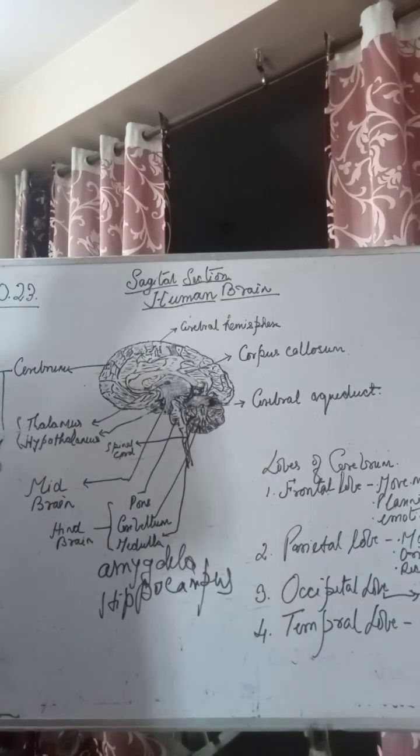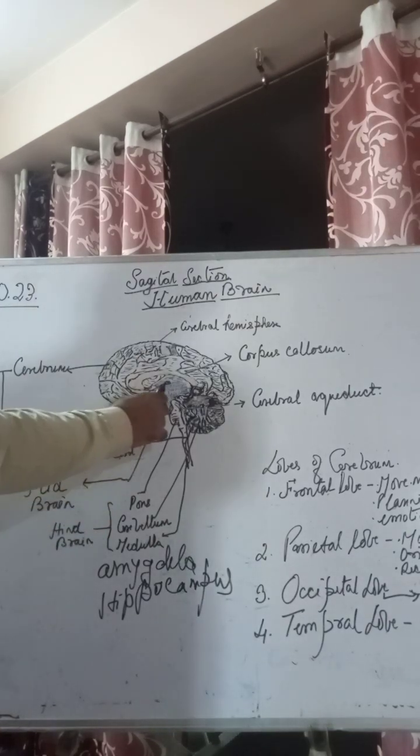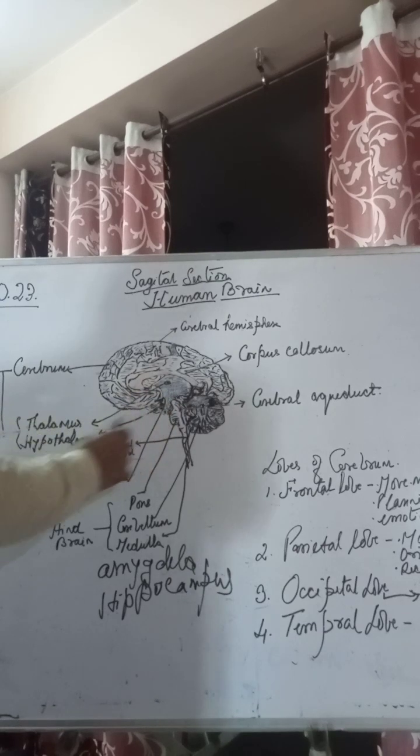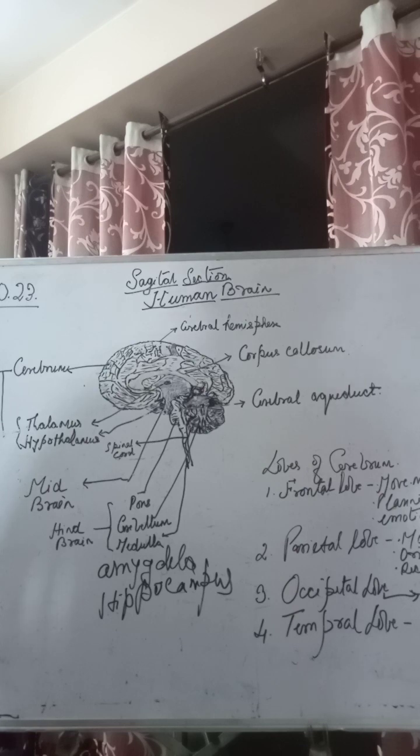And below the thalamus there is the hypothalamus. Below the thalamus, here it is the hypothalamus, which is doing what? Which is controlling the body temperature and also the food and water intake, right? And thalamus, hypothalamus, you already know.